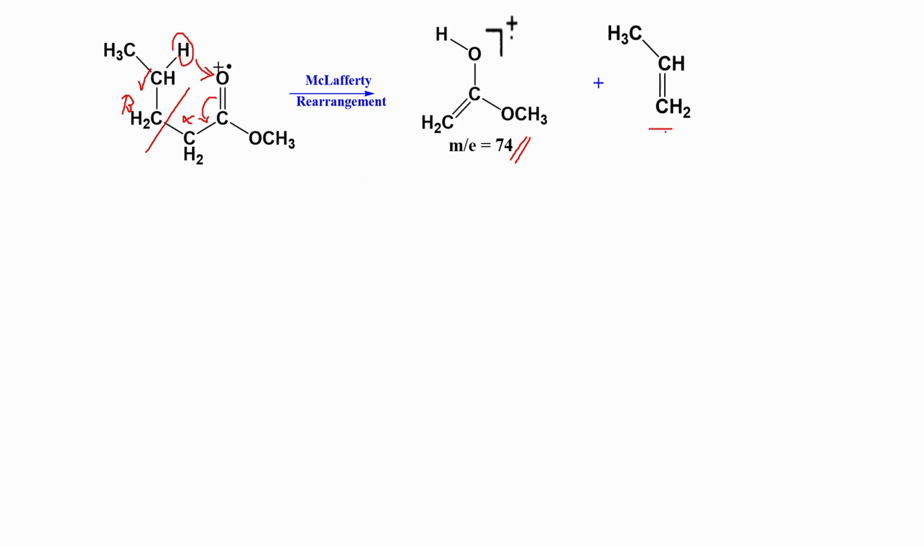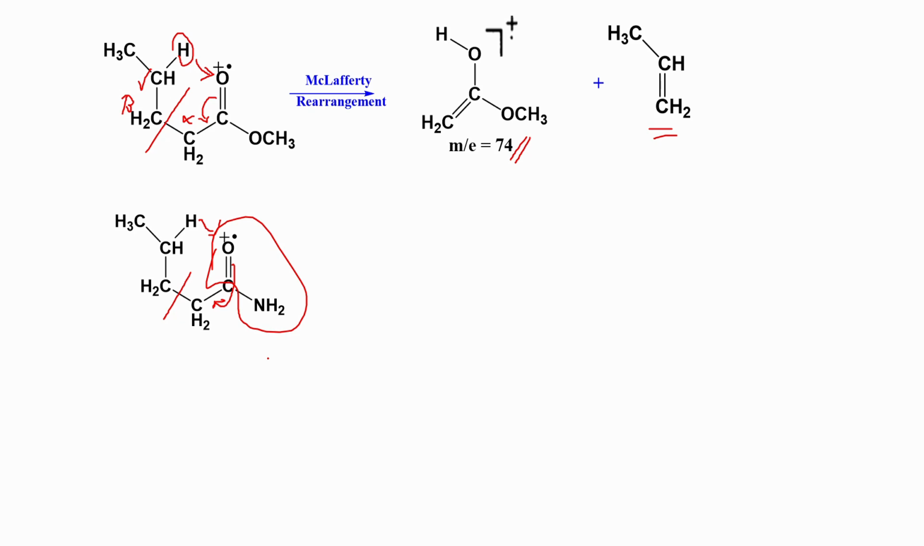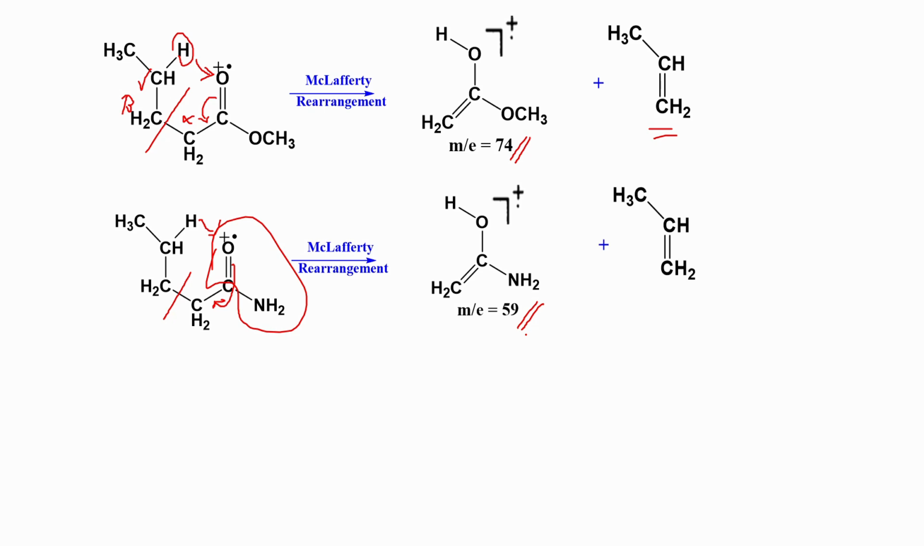Here it is propene. Okay, if you take the example of an amide, it is an amide which having a gamma hydrogen atom. This gamma hydrogen atom is abstracted by the oxygen atom of the molecular ion, whereby the pi electron is shifted here along with the breaking of this beta bond, forming the corresponding McLafferty rearranged ion with m/z value 59, eliminating the corresponding alkene. Here also it is propene.